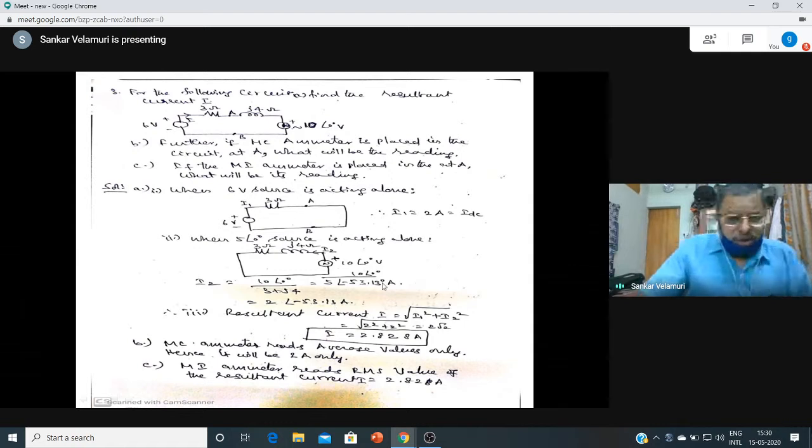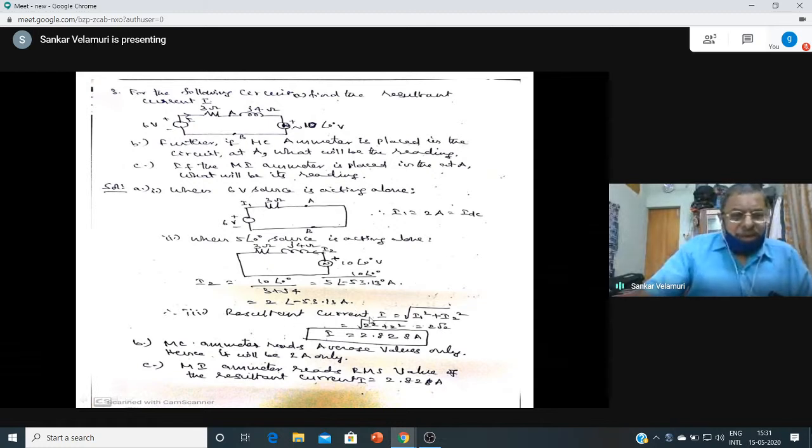While writing, there are some small errors I am making. I know the answers, but while writing there is a slight difference from what is in my mind. So 5 at an angle 53.13 is positive here. There is one correction to be made: this is 10 at angle 0. So this is 2 at an angle minus 53.13.